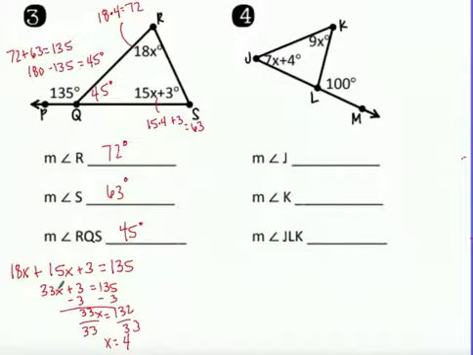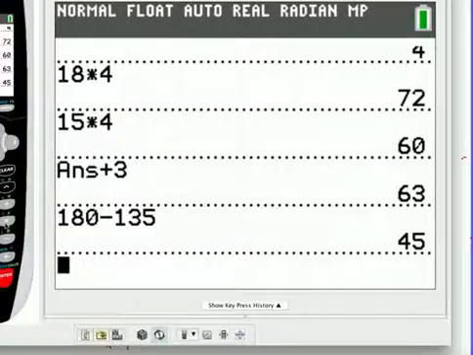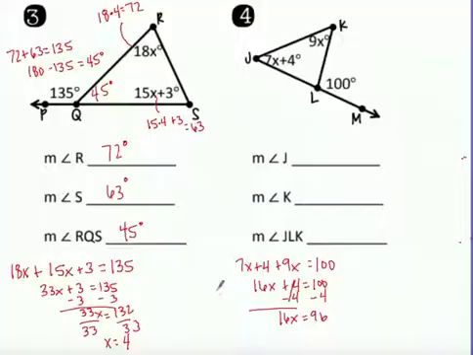You try number 4. So using the exterior angle theorem, I can say 7x plus 4 plus 9x equals 100. So 7x plus 9x gives me 16x. 16x plus 4 gives me 100. Subtract 4 from each side, and that's going to give me 16x equals 96. 96 divided by 16 gives me 6. So that means that my x value is going to equal 6.